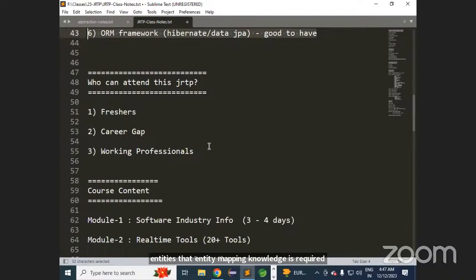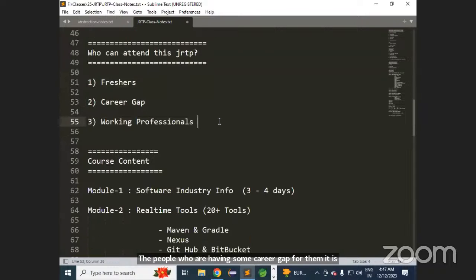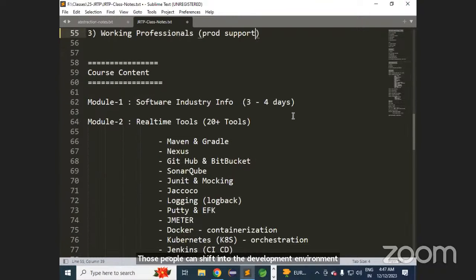Then who can attend? Anyone who is interested to become a Java developer, who wants to learn the real-time project development process, those people can attend this project. The people who have some career gap, for them it is a wonderful opportunity to cover that gap as experience. And the working professionals who are working in prod support, those people can shift into the development environment by doing this course. And as discussed yesterday, we have divided this course into multiple modules.